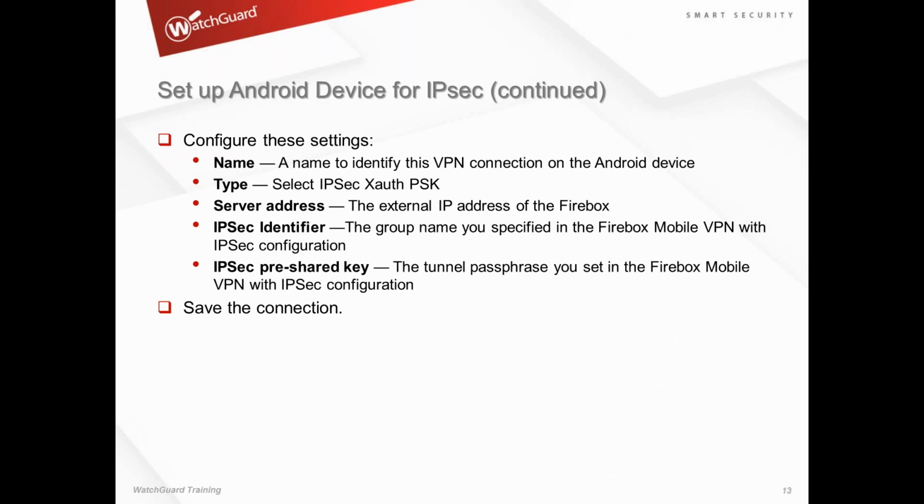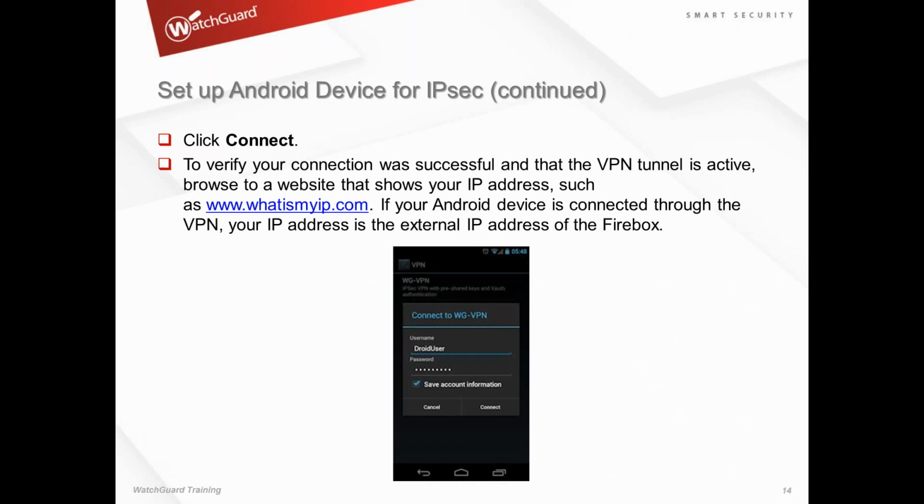Now, the main things to configure on that screen are the name, the type, the server address, the identifier or group name, and then the pre-shared key. You go ahead and save that configuration. The next step is to simply click Connect and type in your username and password. If you wanted it to auto-connect without putting in the password, you can save that. Or for an extra layer of security, you can require that password to be entered every time. As you can see, save that account information.